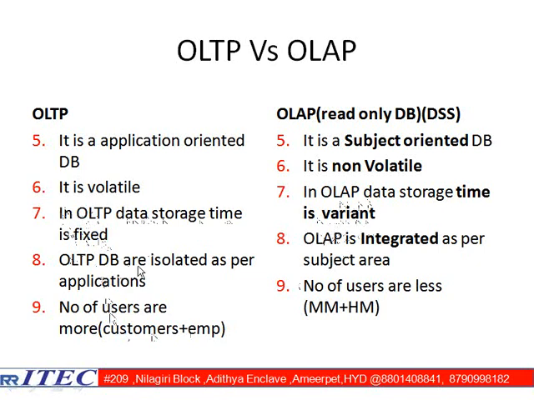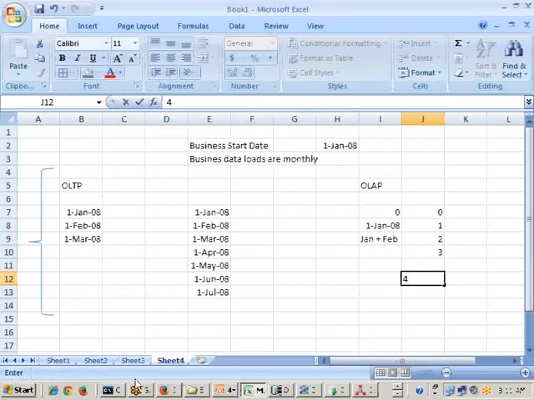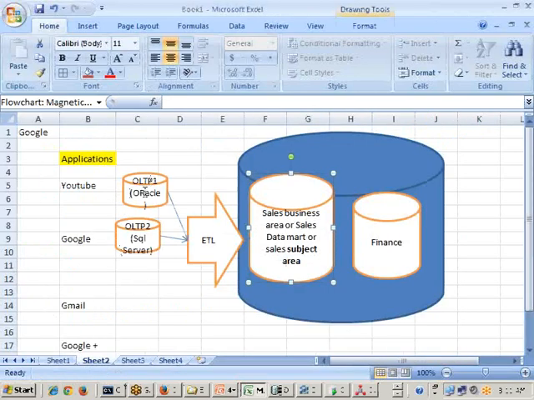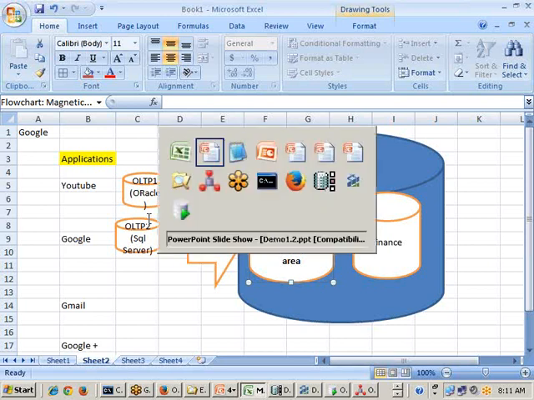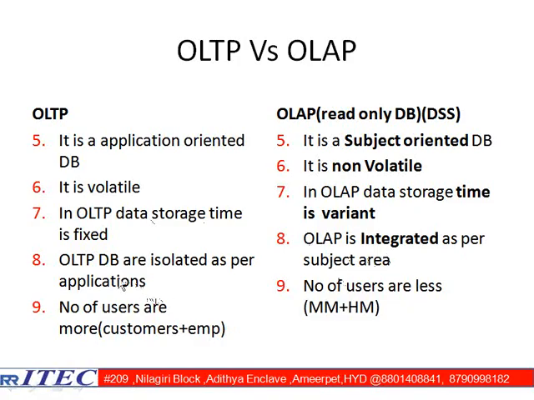Next one, OLTP DBs are isolated as per applications. See this diagram. At any point of time, this OLTP and this OLTP, are they communicating, sir? No communication. Separately available. Separately available means what, sir? Isolated. Okay, that point we understand very clearly. So OLTP DBs are isolated as per applications. Next, OLAP is integrated as per subject area.